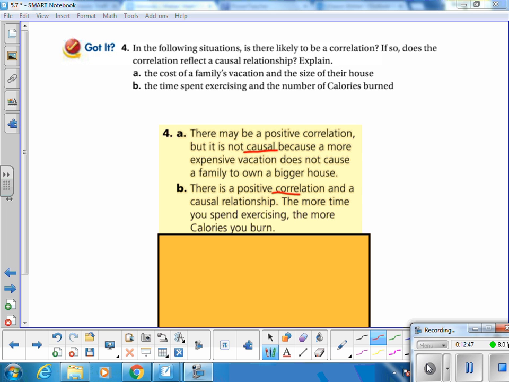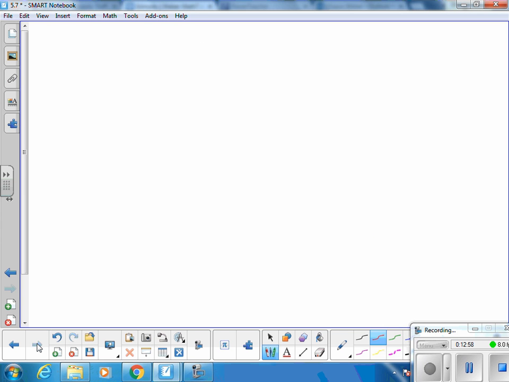All right, we got some funky new vocabulary here. Just continue to use it, continue to look it over so that you can get comfortable with it. All right, I think that's it. Yep, it is.